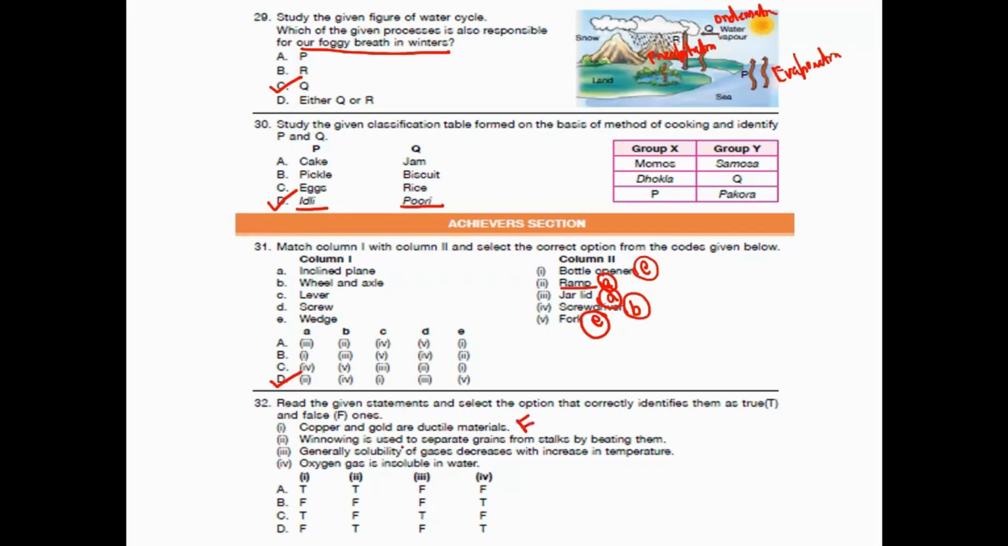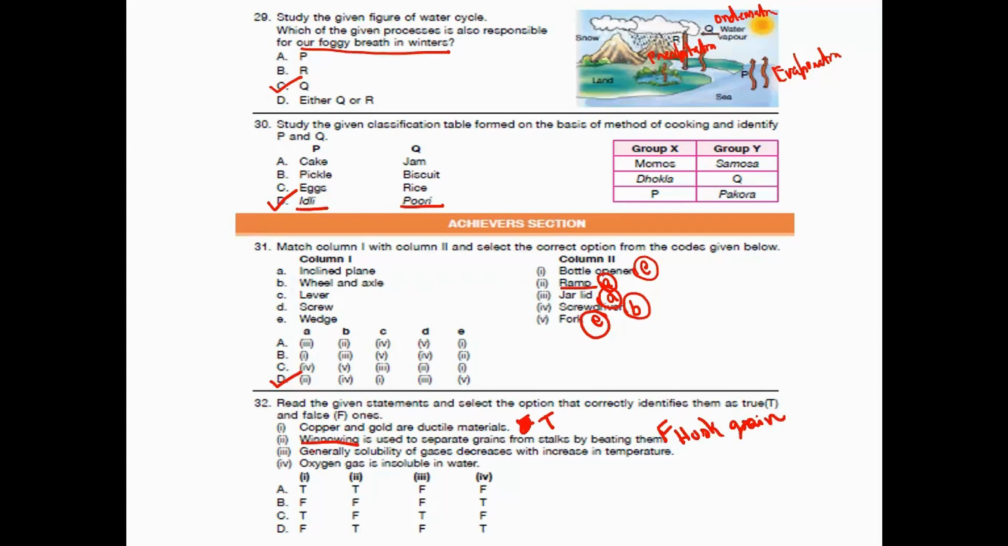We know it is a ductile material, right? Copper and gold, this will be true. Winnowing is used to separate grains from stalk by beating them. No, winnowing is a process that separates the husk and the grain, right? So this is wrong. This is false.